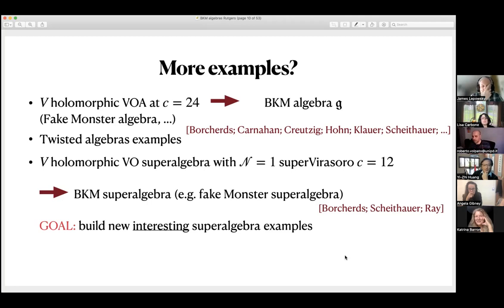So it is the same kind of structure, but somehow it has the wrong central charge to fit in the type two superstring. Yeah. Okay, I see. But that's the same kind of structure. Okay. Yeah.